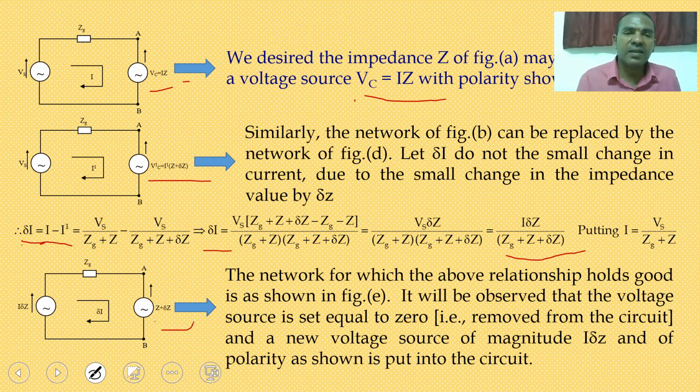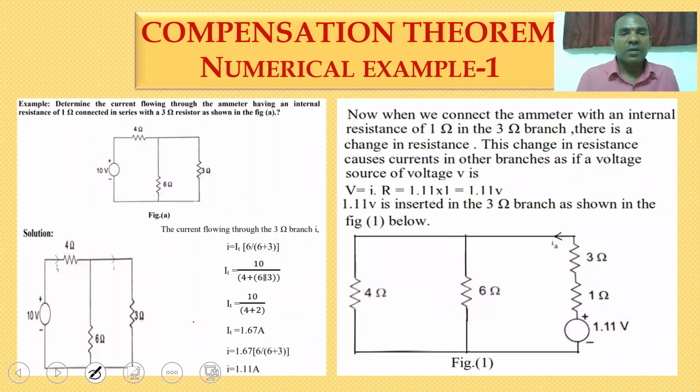To understand this, we are going for a simple example. Before going to the example, the limitations and applications must be similar to Norton's and Thevenin's theorem only, because here also the entire network is replaced by a single voltage source in series with a single impedance. Now we are going for one example. The circuit carries 4 ohms, 6 ohms, 3 ohms.